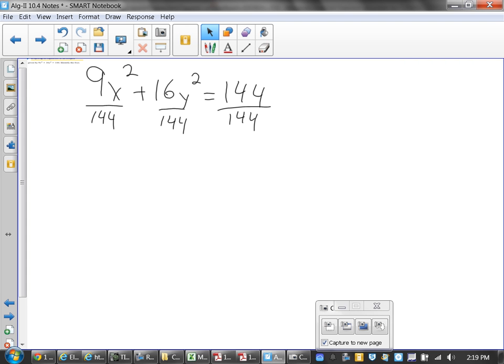So now I want to simplify my fractions. 9 over 144 becomes x squared over 16. 16y squared over 144 becomes y squared over 9. And what's 144 divided by 144?